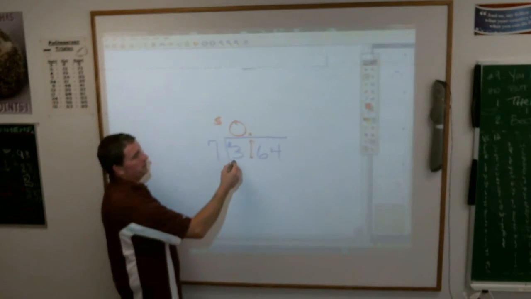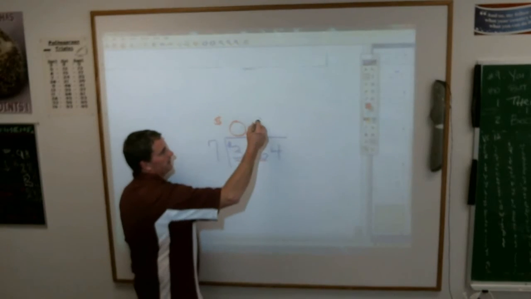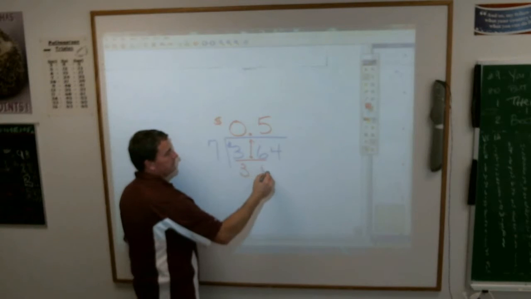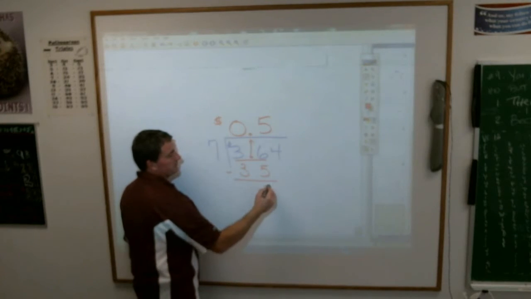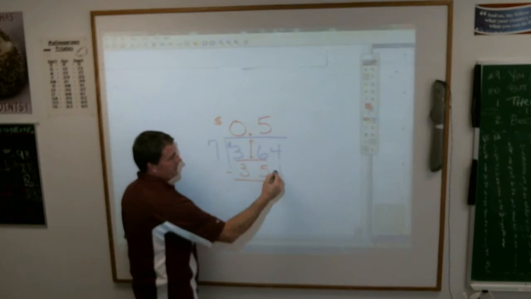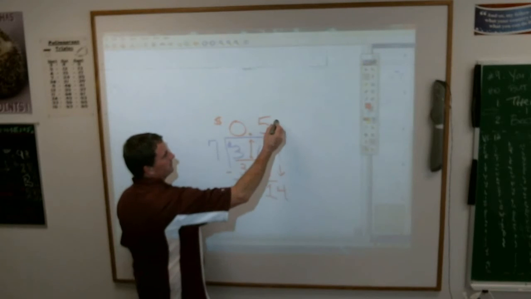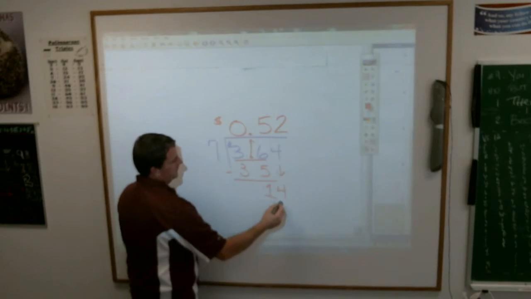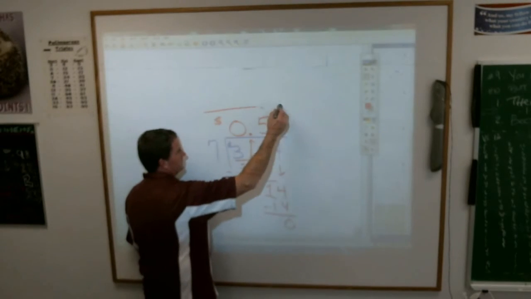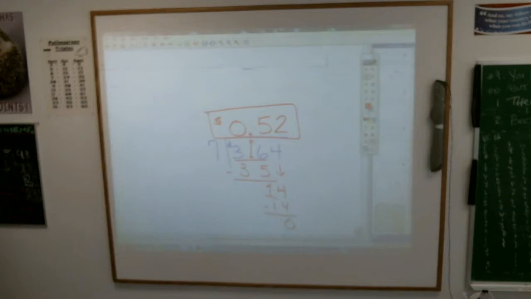Does 7 go into 36? Yes. How many times? 5. Okay, 5 times. I do my multiplying. 5 times 7 is 35. I do my subtracting. Can I have 1? Yes, because it's smaller than 7. And then I bring down. How many times does 7 go into 14? 2 times. And that's good because with dollars I should never have a remainder. The answer is 52 cents. $0.52.